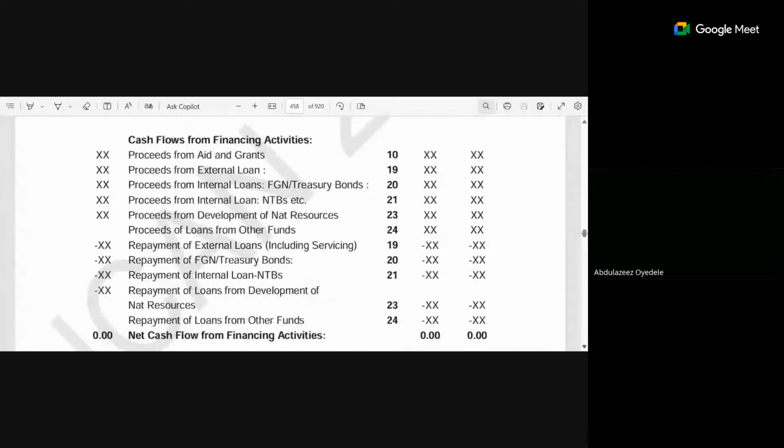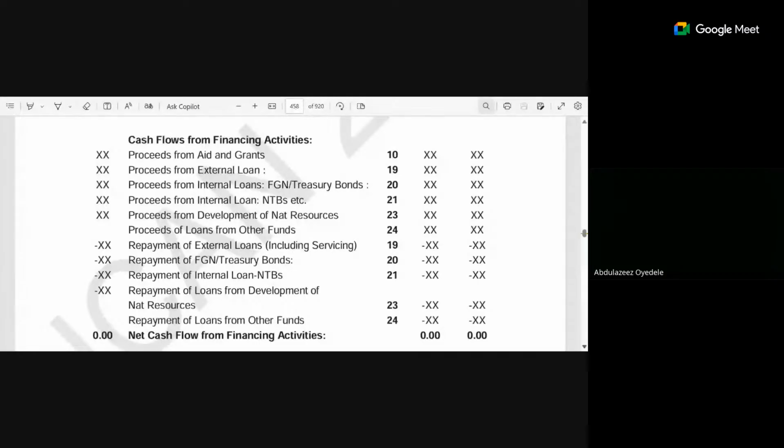Then financing activities are activities that have to do with the finance, like the equity, the interests of the owners in that entity. So we're talking about those activities that have to do with receiving loans, or giving out loans. They get loans, they pay back loans, and so on. So those are financing activities.